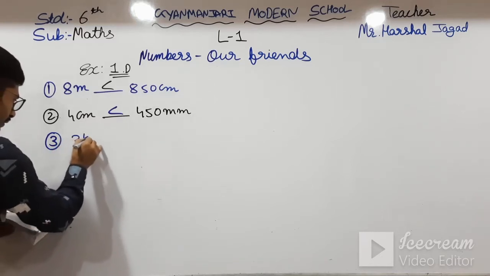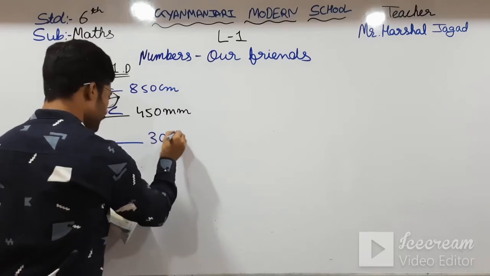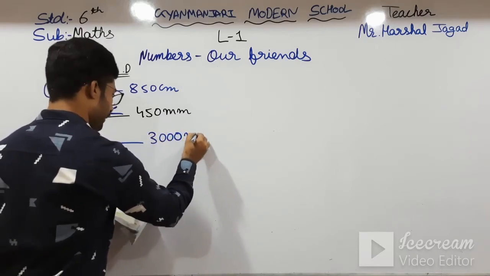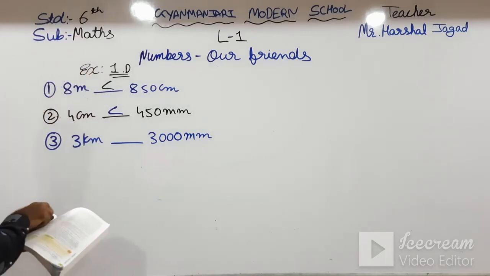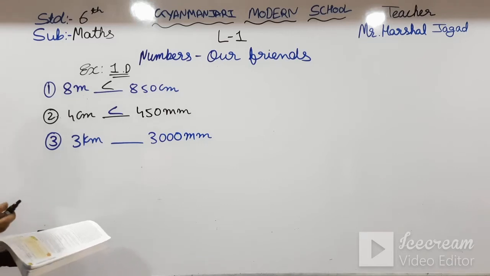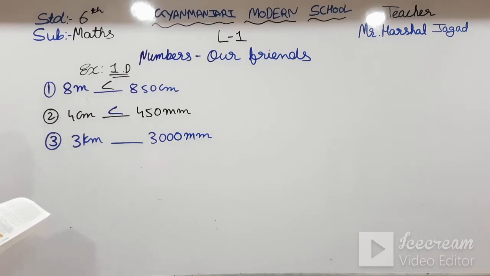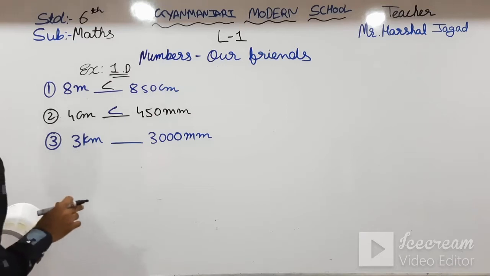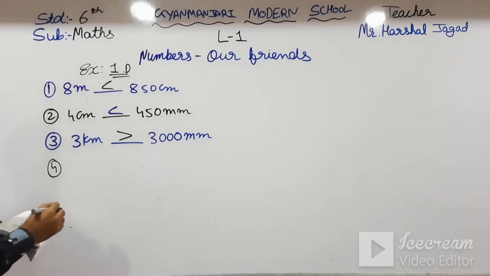Third one, that is 3 kilometer and 3000 millimeter. We all know 1 kilometer is equal to 1000 meter and 1 meter is equal to 100 centimeter and 1 centimeter is equal to 10 millimeter. So, which one will be greater? This one.